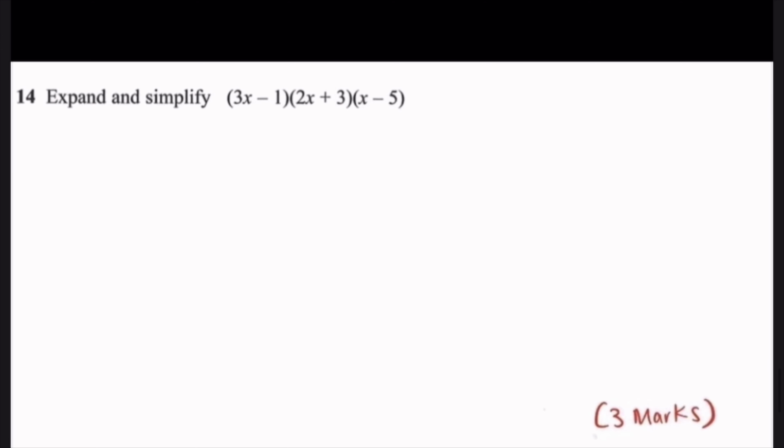Okay, Question 14, expand and simplify a triple bracket. Okay, we can do this really easily. We're going to do it one bit at a time. So I'm going to completely ignore this 3x minus 1 to begin with. And I'm going to just do 2x plus 3 multiplied by x minus 5. Okay, I'm going to use a grid for this.